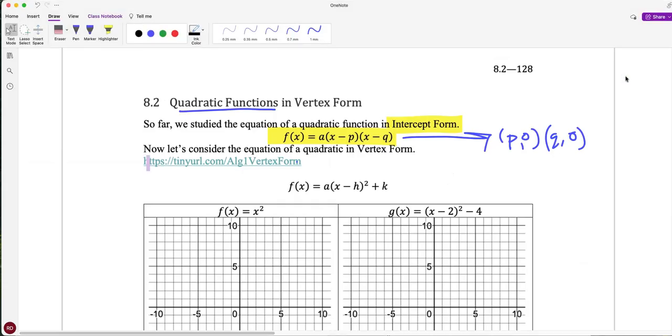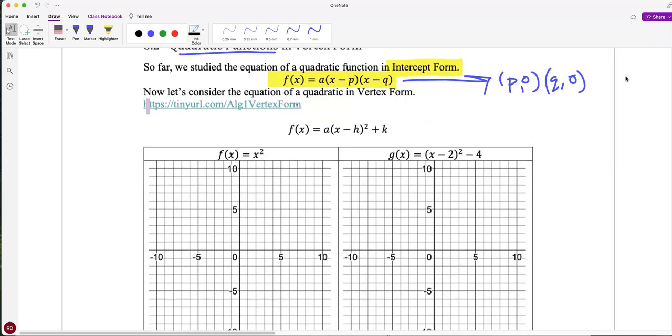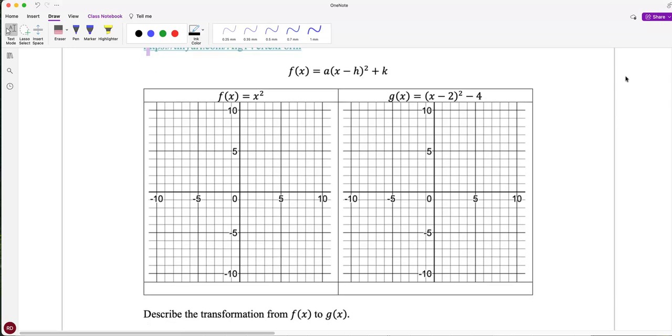So in vertex form, f of x is a, x minus h squared plus k. Let's look at what happens. f of x is equal to x squared. I know that starts at the origin. Over 1, up 1, because 1 squared is 1. Over 2, up 4, because 2 squared is 4. Over 3, up 9, because 3 squared is 9. And I get matching points. So the vertex is 0, 0. The axis of symmetry is the line x equals 0.